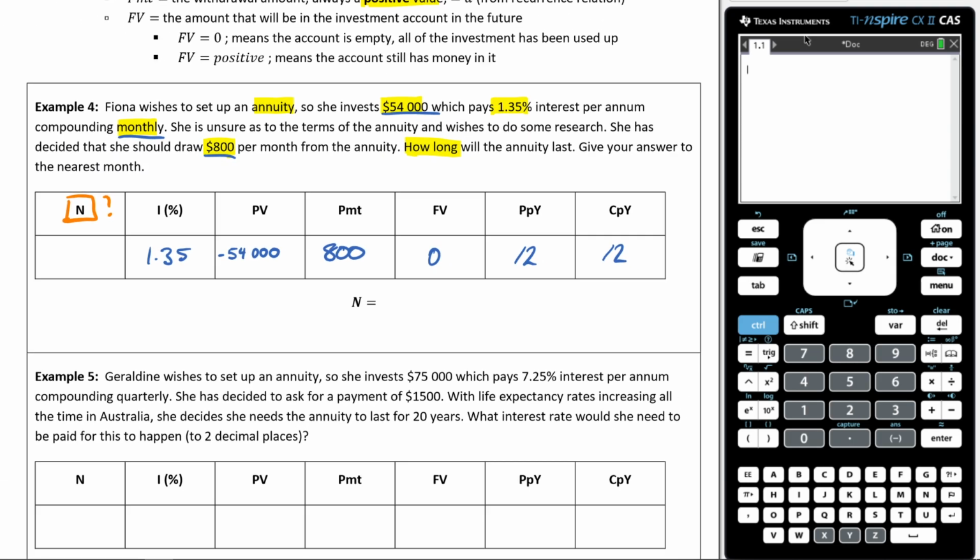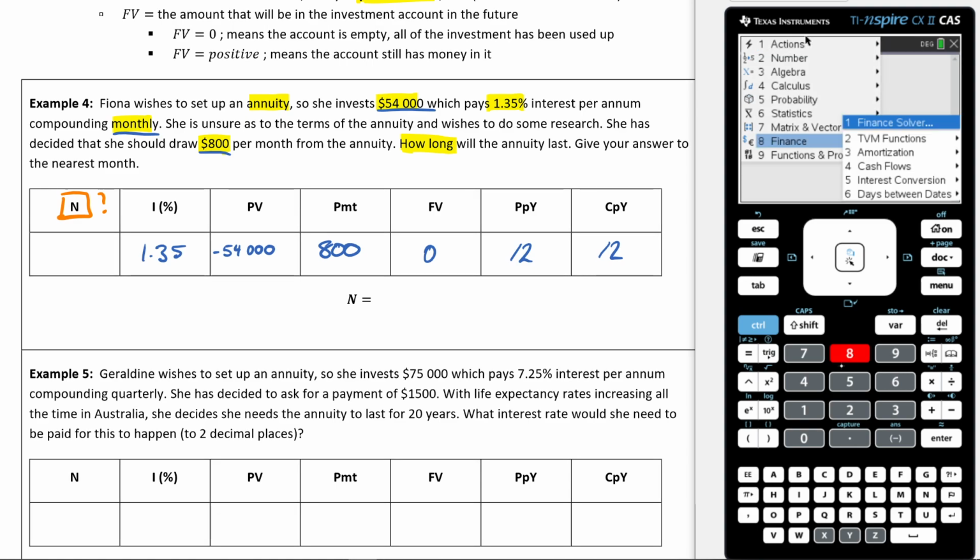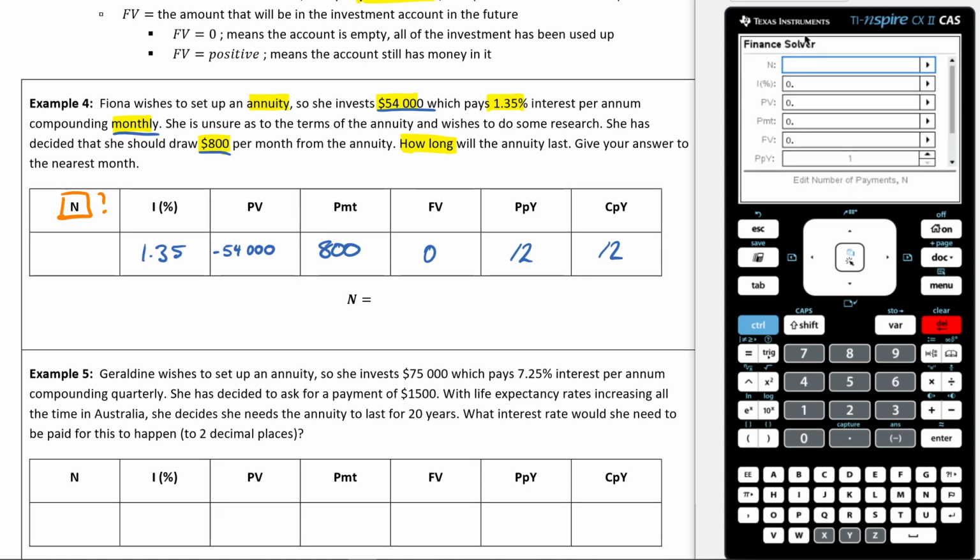So let's now come to our finance solver and see if we can solve this. So menu 8.1. We don't know what N is, so we leave it blank. We know that this is 1.35. My present value will be negative 54,000. My PMT will be 800. My future value will be 0. My PPY will be 12. Tab, tab, tab. Hit enter.